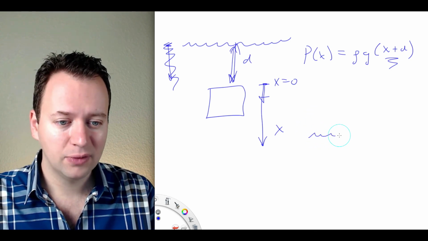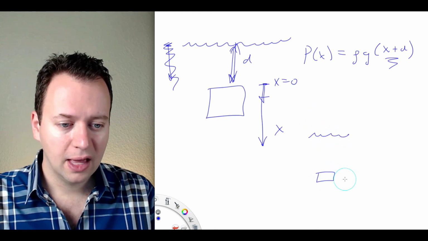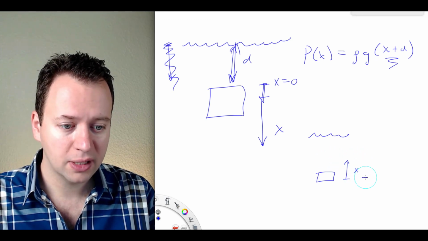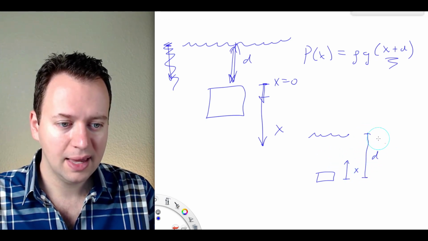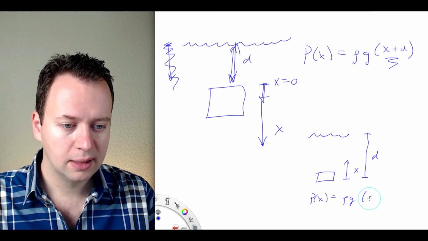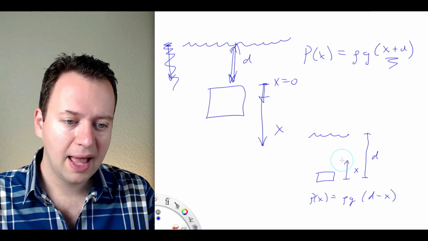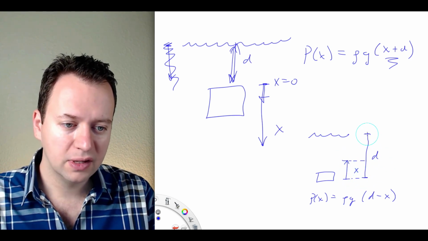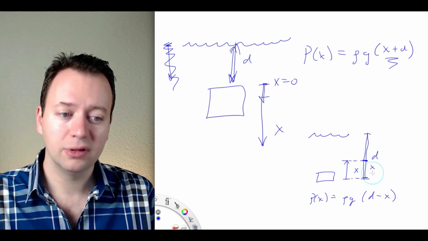If we had something like this, where we had a plate and we're measuring x upward like that, and this portion here is at a depth d, the pressure is going to be rho g times (d minus x). Because now x is being measured upward from this depth. So if this is depth d, and then we're going up x, we're now at depth d minus x.